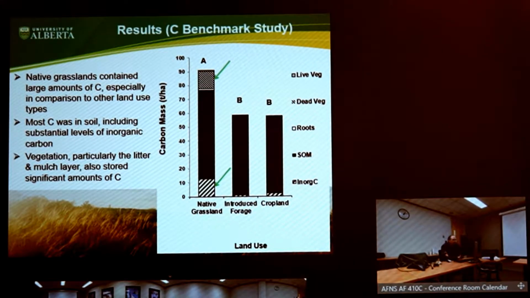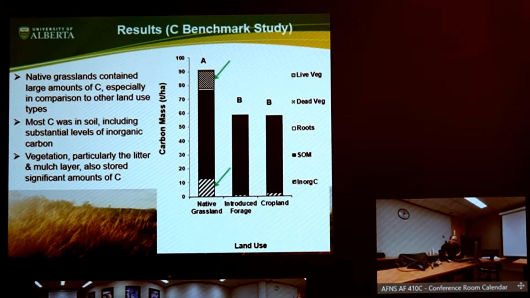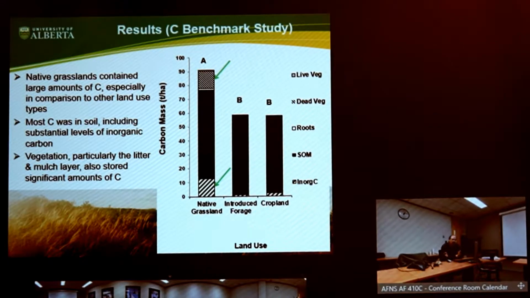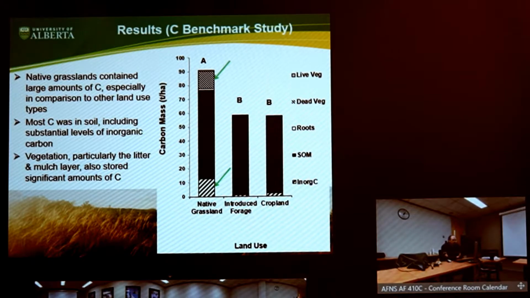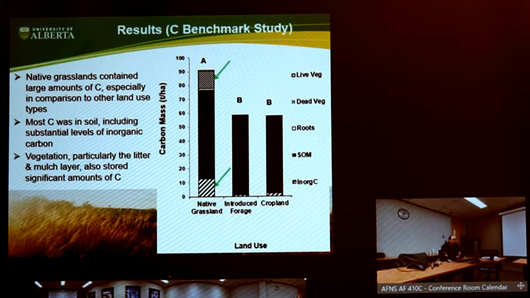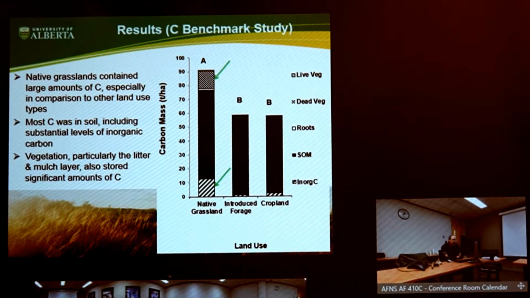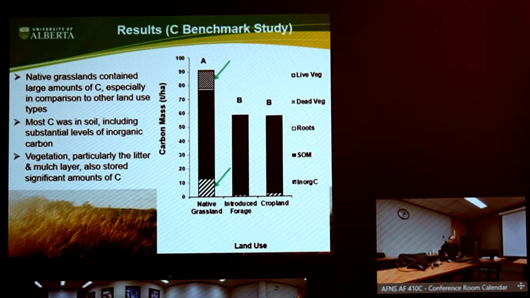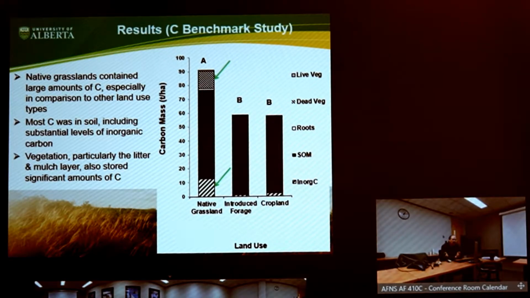Okay, also within the benchmarking study, we were able to look at the contribution of different pools, whether it's vegetation or roots or organic matter, soil organic matter, to the carbon stock. So this graph basically shows that the native grassland has significantly greater total carbon mass in comparison to both the introduced forage, so that's tame hay or tame pasture, and the cropland areas beside it.